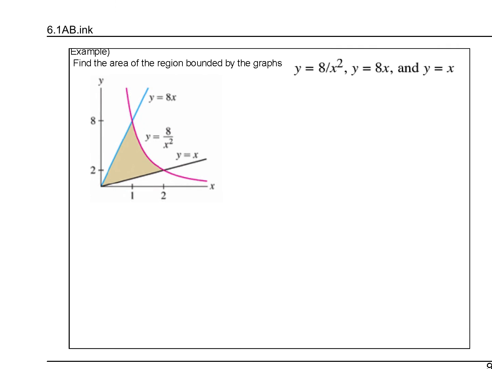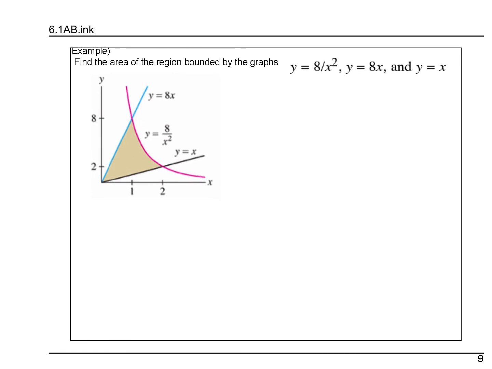All right, take a moment, look at the next one. Try to figure out how many integrals we need to set up in order to find the area of this region. At first glance, we're all like, oh, it's 1. Take a look. Any ideas?